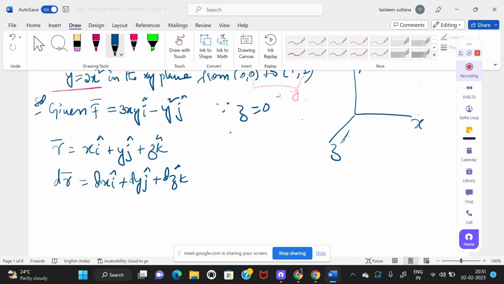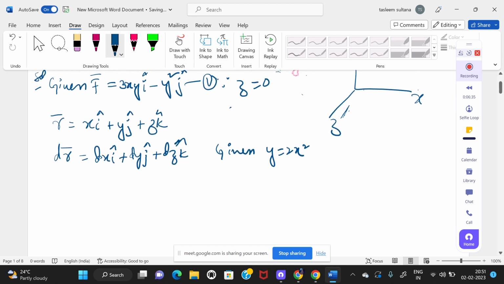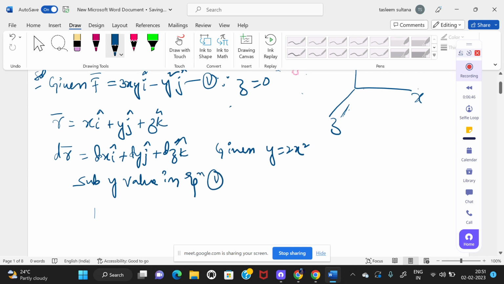And they have given the point, given y is equal to 2x square. We'll make this equal to our equation number 1. Now substitute the y value in equation number 1. What will we get? Change your F vector. The F vector will reduce to 3x, where y value is equal to 2x square, into i vector minus 2x square whole square into j vector.